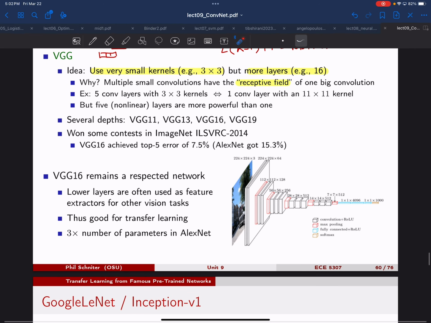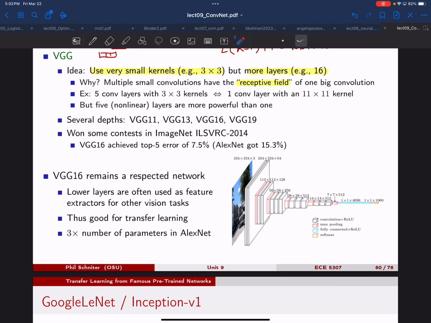You can see it's not that different from AlexNet. It's mainly like they tweaked the number of layers, the number of kernels, where to put the max pooling. There may have been some other little things they did too, but this is like the big architectural change.